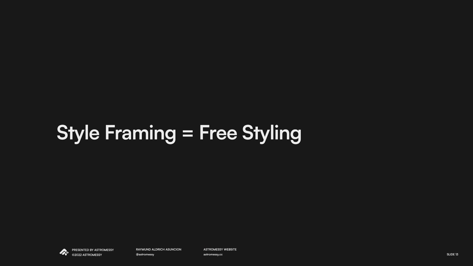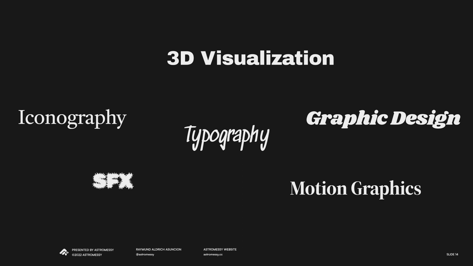And so that is just that, style framing. So with style framing, it's basically like freestyling. And with style framing, it comes in many different flavors that you can choose from. You can create your own style. You can see here from 3D visualization, adding graphic designs in your AMVs, iconography, typography, sound effects, motion graphics. There's a bunch of different styles you can really look into designing your AMVs and game music videos.